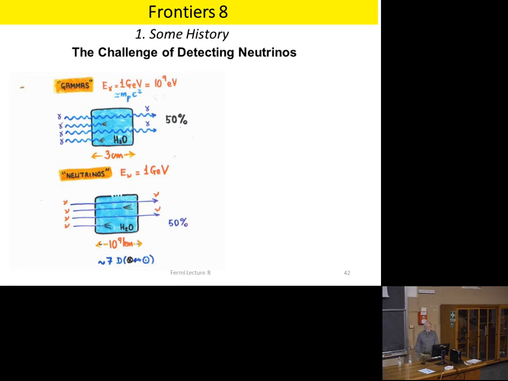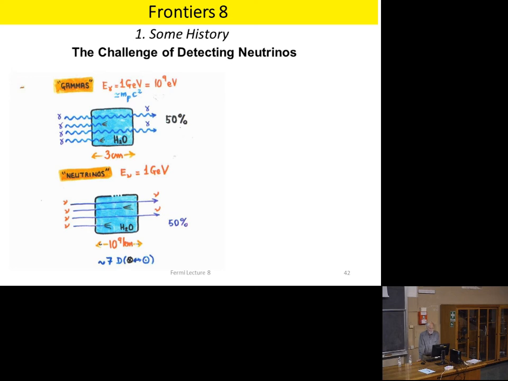Okay, so the challenge of detecting neutrinos. So let me just graphically show it here. If I have a bunch of gamma rays and I run it into water, what does it do? Many of them interact. I can have 3 centimeters of water and half of them will interact if my gamma rays are, say, 1 GeV.